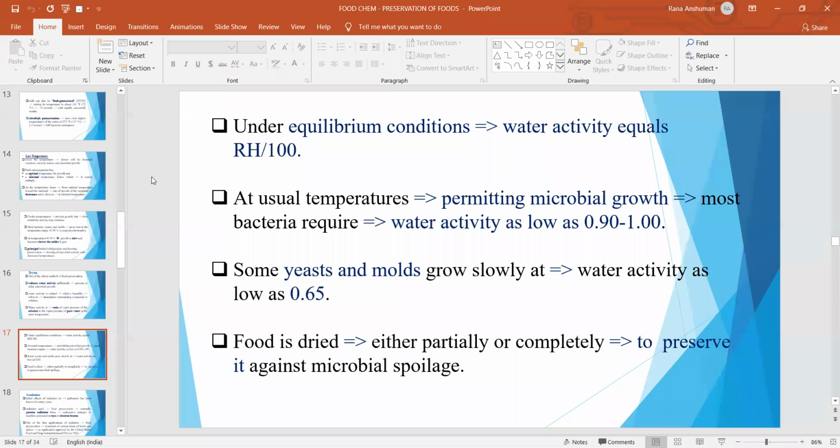At usual temperatures permitting microbial growth, most bacteria require water activity as high as 0.90 to 1. Some yeast and molds grow slowly at water activity as low as 0.65. Food is dried either partially or completely to preserve it against microbial spoilage.